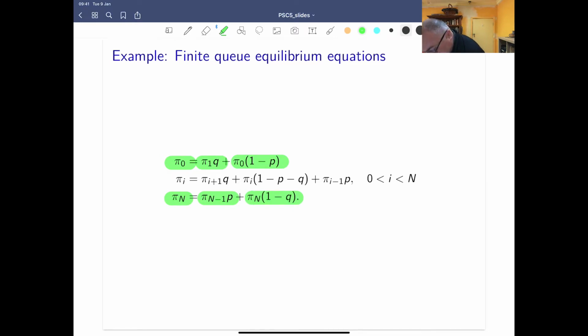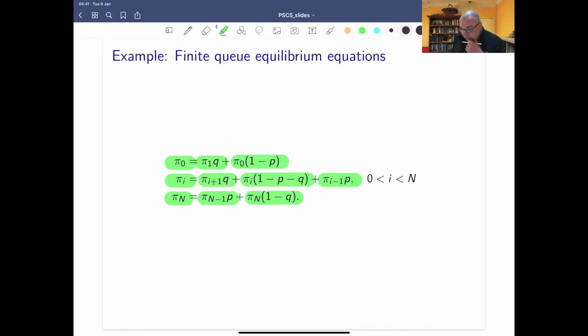Now let's think about all the states that are not 0 or n, the pi i. How can I get to state i? Either I could have had one more person than that and they left, or I could have had one person less than that and someone arrived, or I could have had i people in the queue at the last time point and nothing changed.